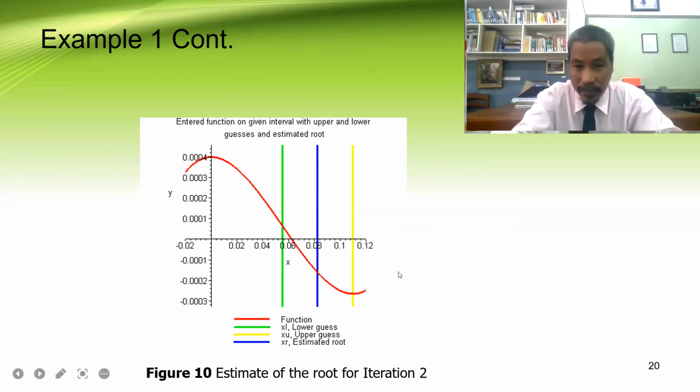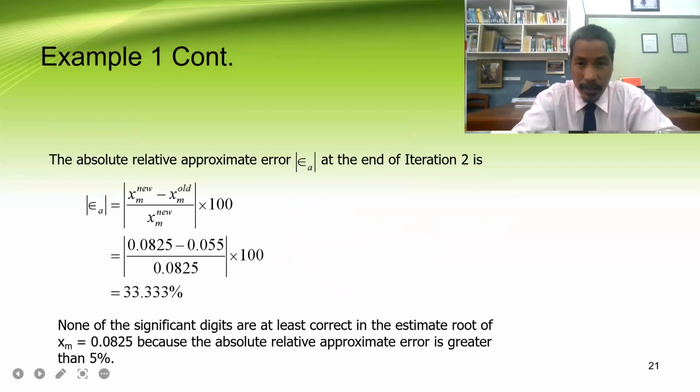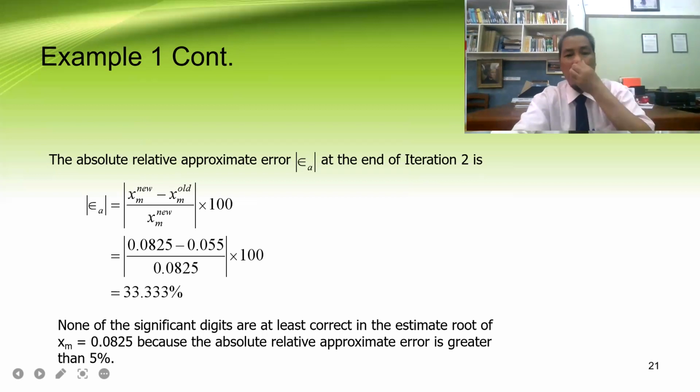So again, let us find the absolute relative approximate error. We can do it because there are two values, xm new and xm old. So there are two values for our xm. Therefore, if you compute this, the answer is 33.333%.